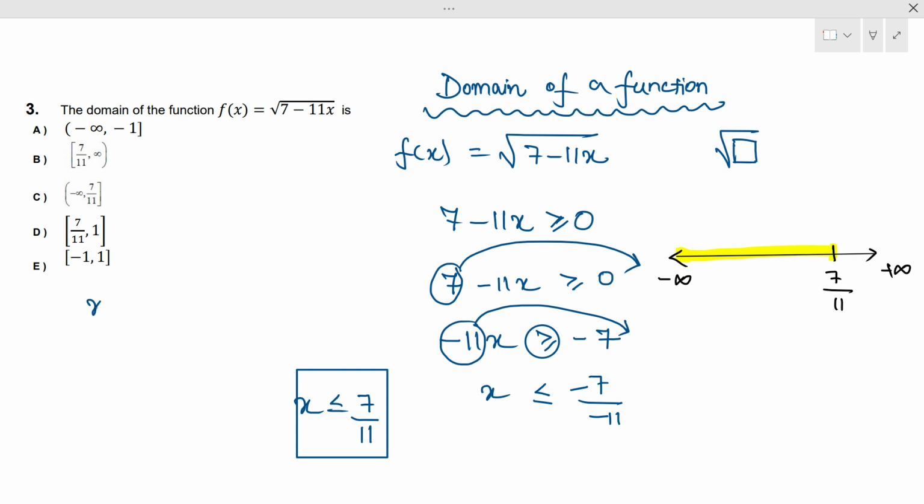That means what will be the domain? Minus infinity to 7 by 11. So option C is the correct answer.